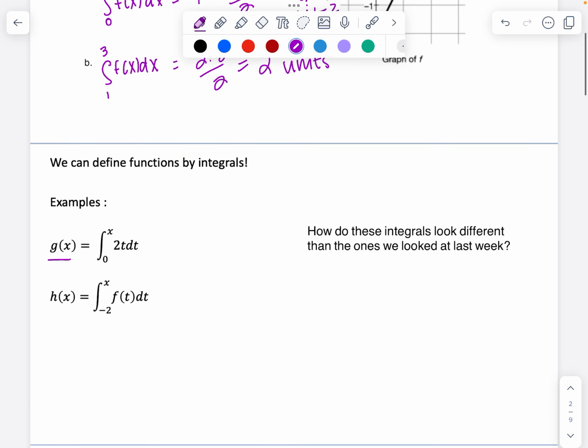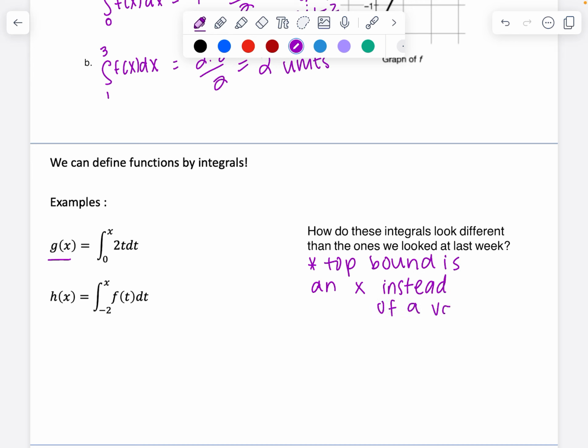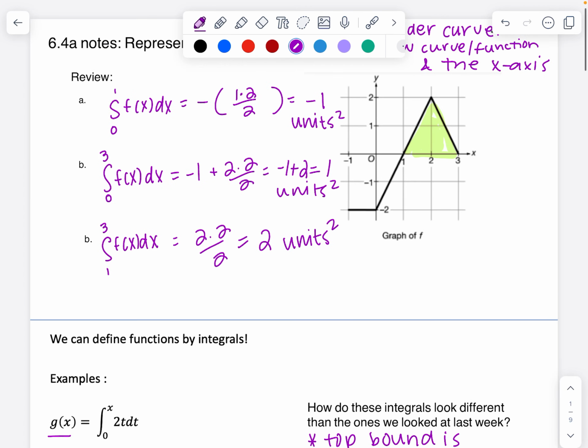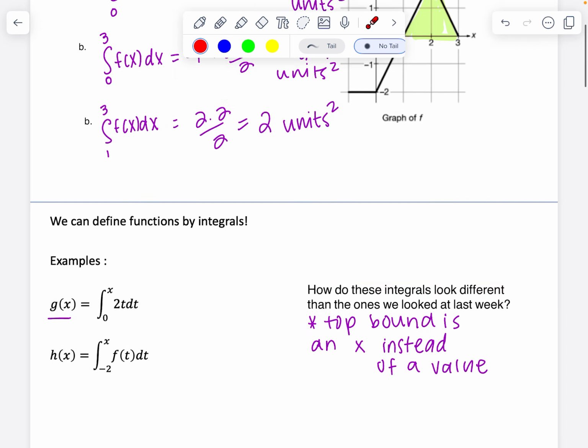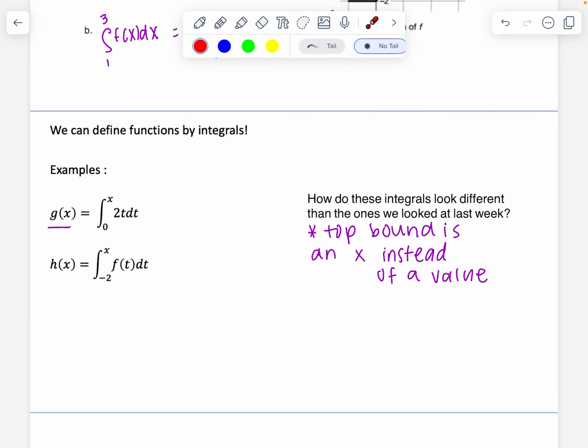One thing that you might notice, hopefully you paused and thought about this, is that in all of these integrals, the top bound is actually an x instead of what we've normally been seeing as a value. So in this case we don't know what our second boundary point is. In these ones, we have boundary points of 0 and 1, 0 and 3, 1 and 3. But now we just know that our lower bound is 0 and our upper bound is x. Our lower bound is -2 and our upper bound is x.